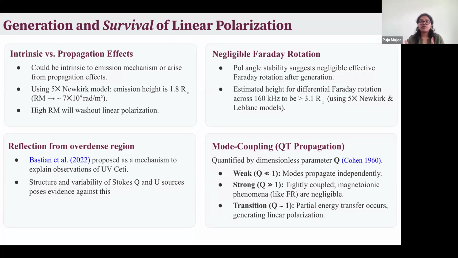Now, if the linearly polarized emission is generated at a higher height in the solar corona, beyond which there is no effective Faraday rotation, or let's say the effective Faraday rotation is very negligible, then the linear polarization has to originate from a solar height greater than 3.1 solar radii.